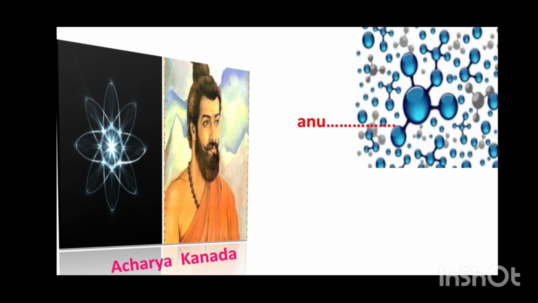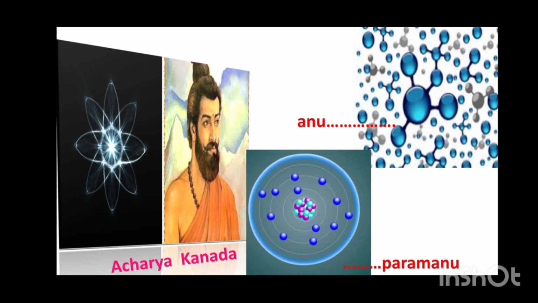Acharya Kanada, an Indian philosopher, was perhaps the first to suggest that all forms of matter are composed of very small particles known as anu, and that each anu may be made up of still smaller particles called paramanu. Greek thinker Democritus called the smallest particle of matter an atom. Thus, matter is made up of very tiny particles called atoms.